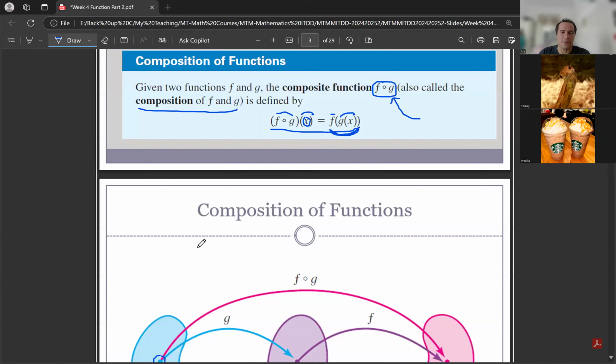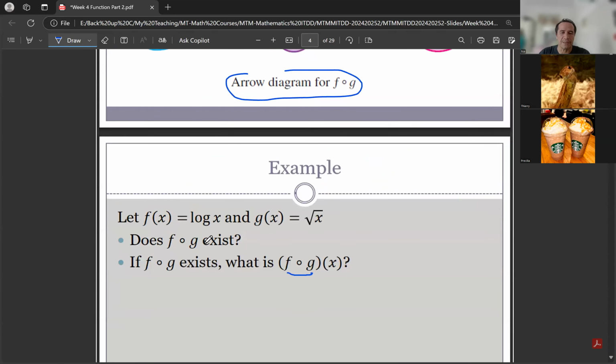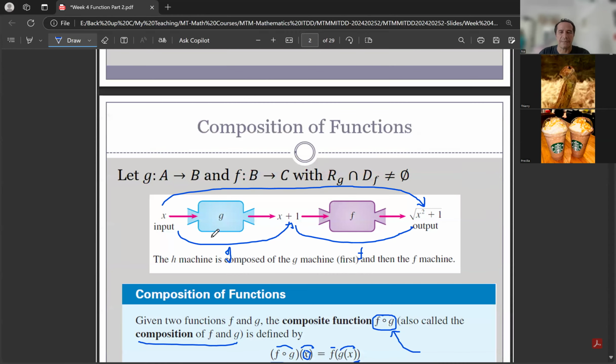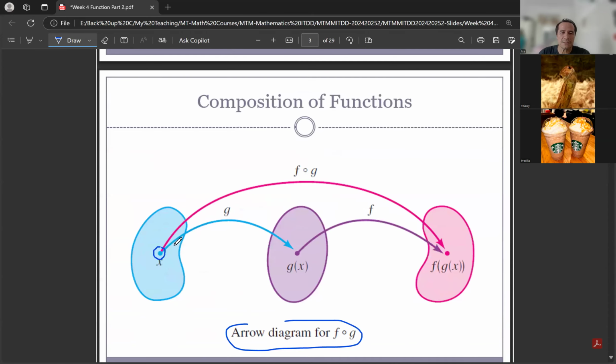Sorry. Before I continue with the example, I must highlight this condition. This condition should be fulfilled to talk about f∘g. What is that? From here, x, this set will be the domain of g.